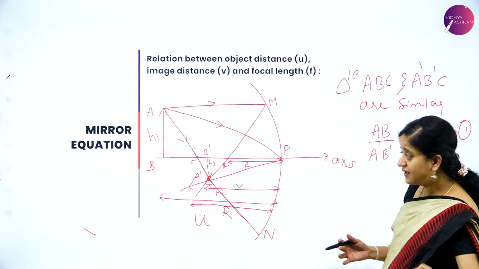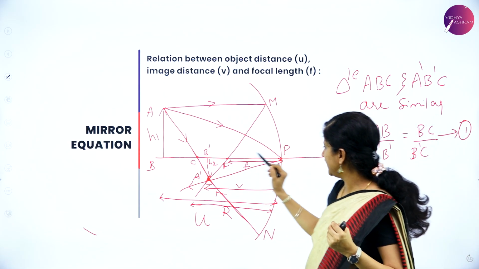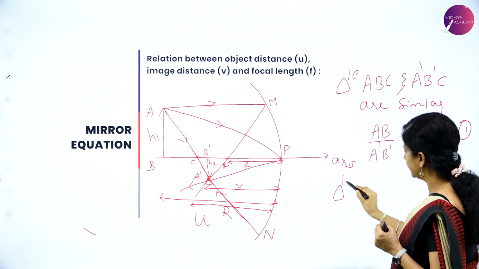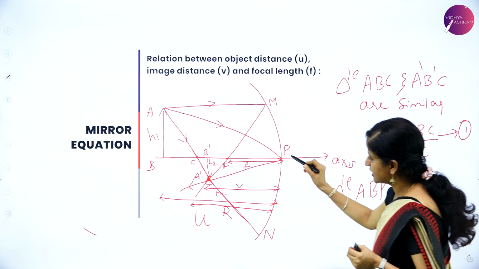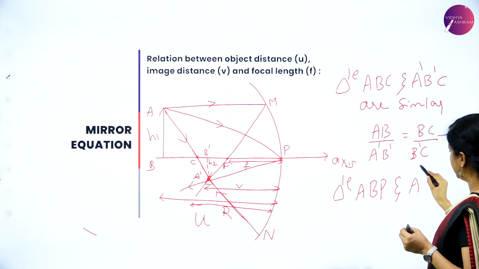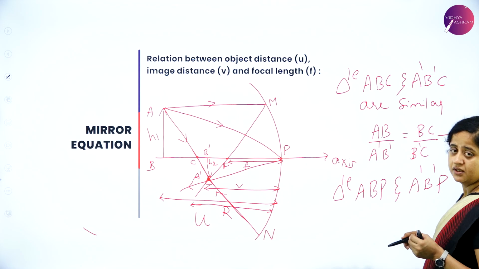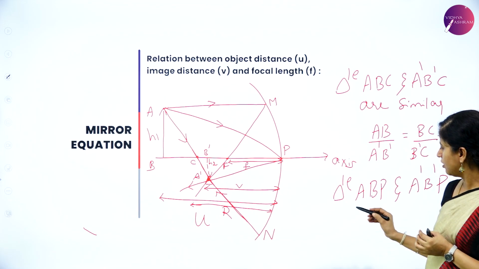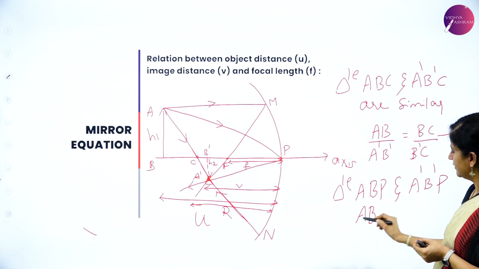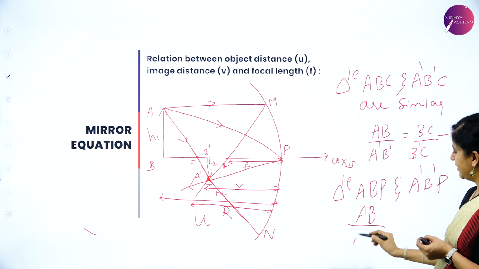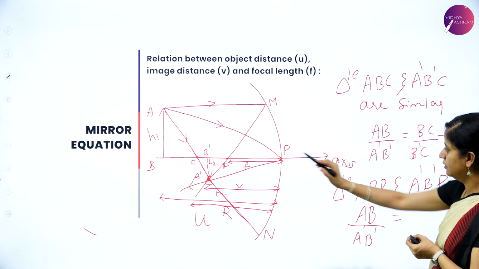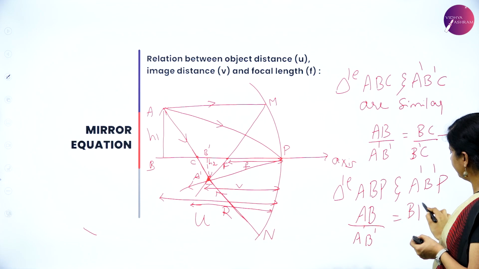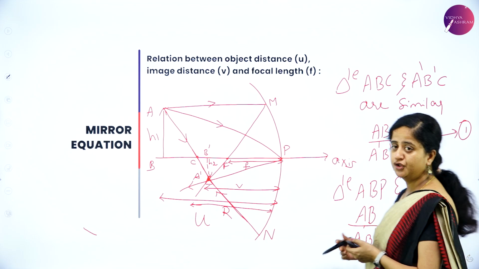Let us consider another condition, triangle ABP, with P the pole. I am considering another triangle ABP and A dash B dash P. They are also similar triangles, and the ratio of their heights, AB, the height of the object, divided by A dash B dash, the height of the image, is equal to the bases, BP divided by B dash P. That is my equation 2.